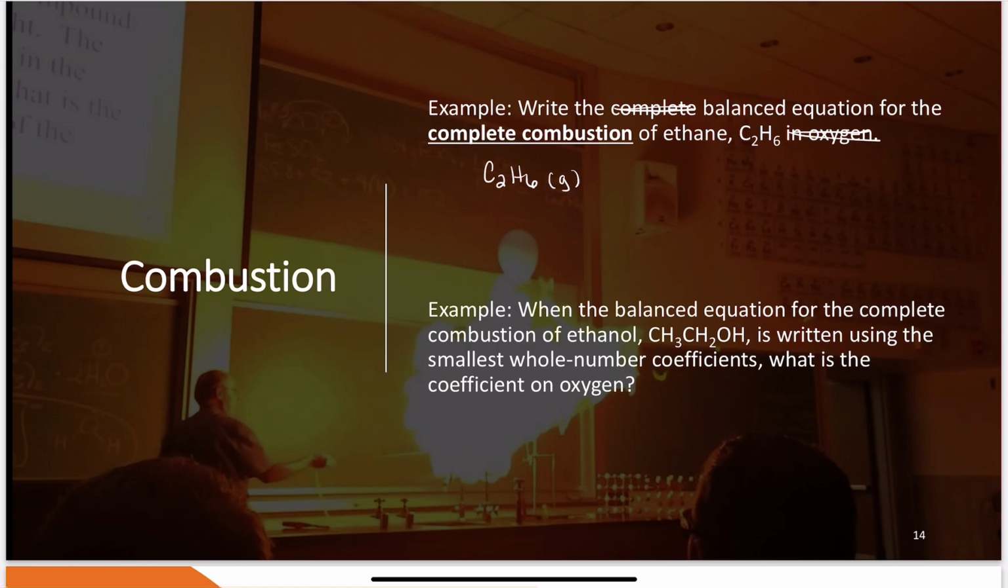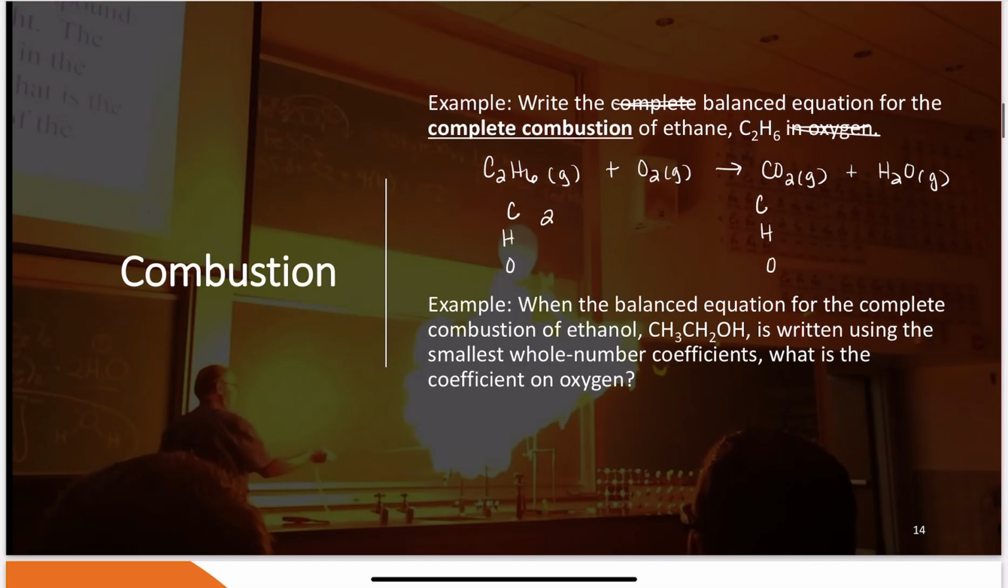You got C2H6, and I didn't tell you, but I will tell you, ethane is a gas. It reacts with O2, which is a gas, and it's going to form CO2 and water. So I have to know it's reacting with oxygen. I have to know its products are CO2 and water. Write down what you got. You got carbons, hydrogens, and oxygens. 2 carbon, 6 hydrogen, 2 oxygen. 1 carbon, 2 hydrogens, and 2 plus 1, 3 oxygens.